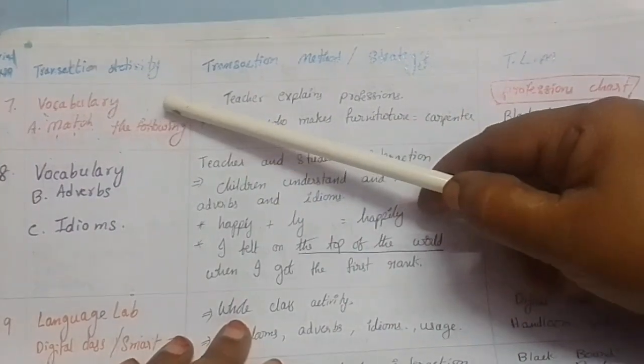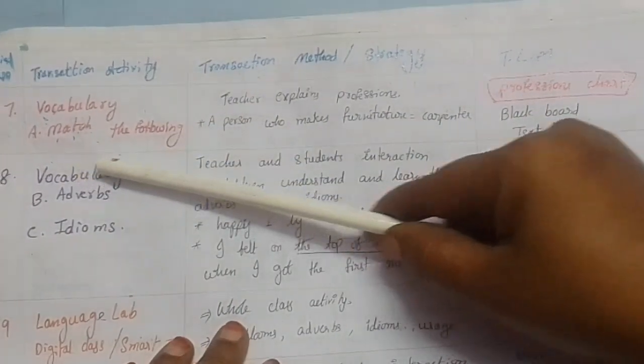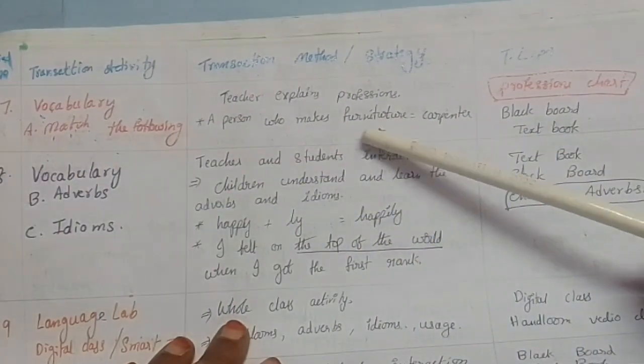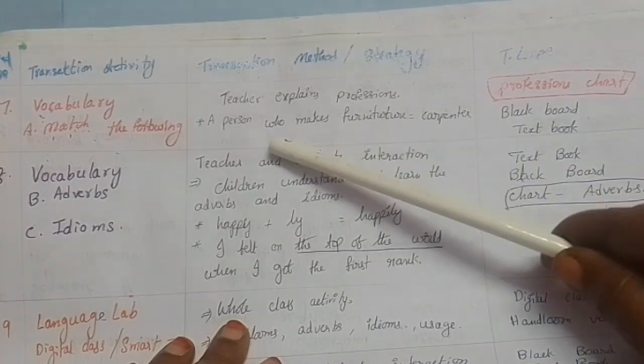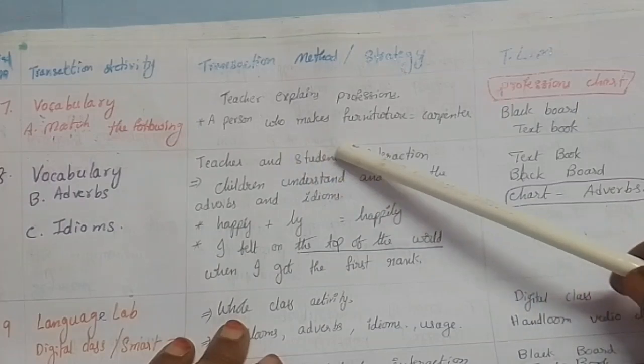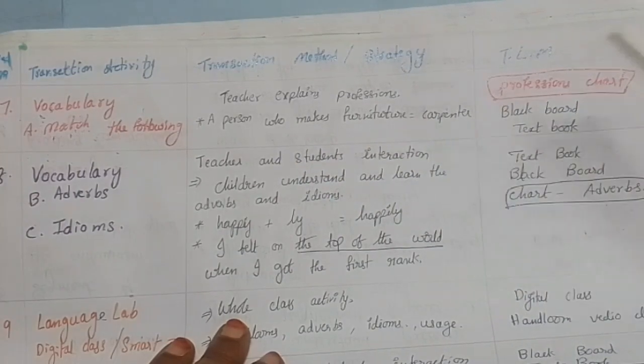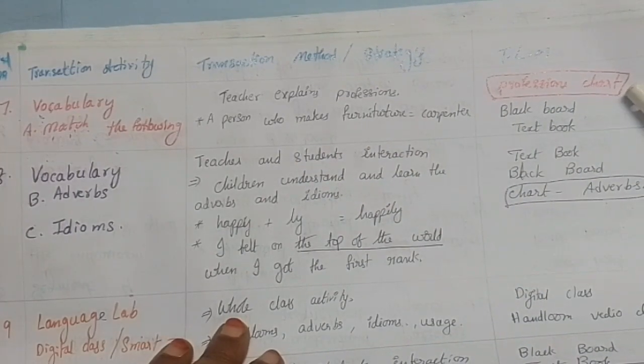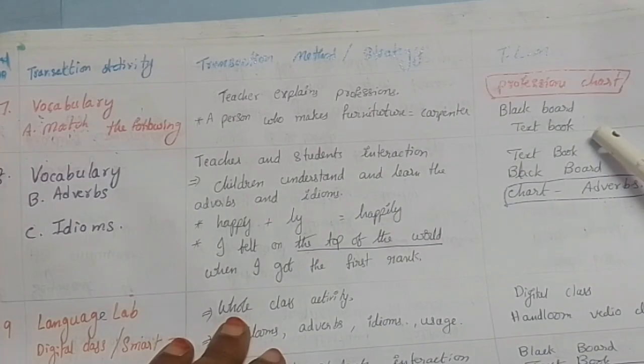In the 7th period, we teach vocabulary and match the following. The teacher explains professions. A person who makes furniture is a carpenter. A person who makes pots is a potter, like this. We use the TLM: professions chart, blackboard and textbook.